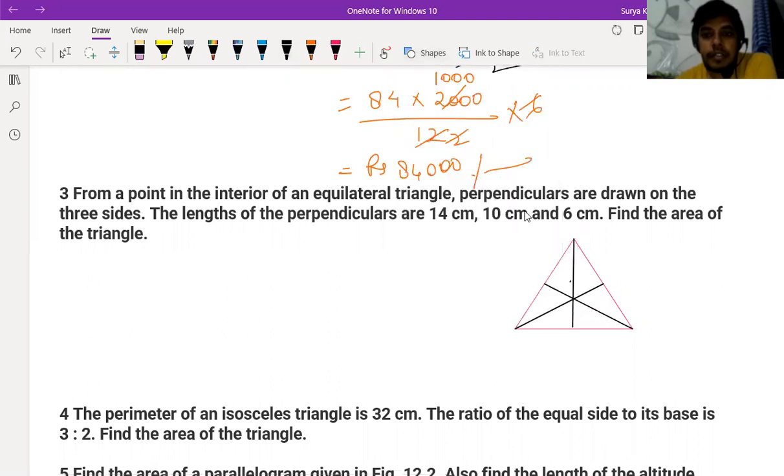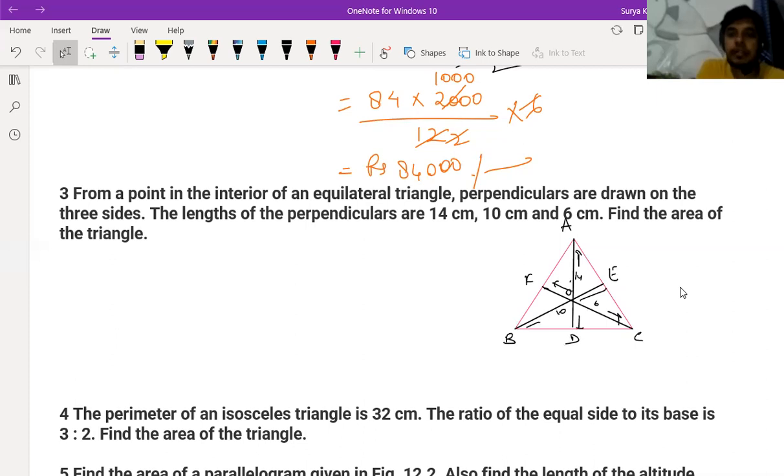You can think about this question at home, and then you will understand. Immediately you can't understand, right? This is A, B, C. The perpendiculars are D, E, F. So this is your point O. They have given the perpendicular lengths: one is 14, another one is 10, and the other one is 6. So you have to find the area of the triangle.